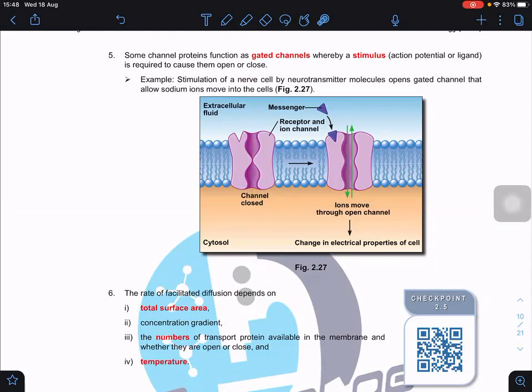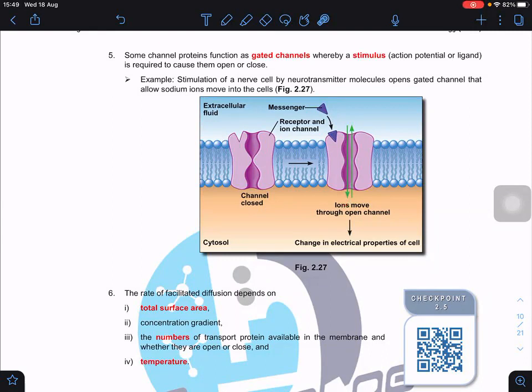Are you clear? But if you have a certain messenger, such as a hormone, neurotransmitter, or certain chemical, it can bind and cause them to open, therefore the facilitated diffusion can take place. So this one can act as something like a control, allowing us to control the times when we want the facilitated diffusion to take place. For example, if you have the hormone, the release of the hormone causes the ions to move in or out.